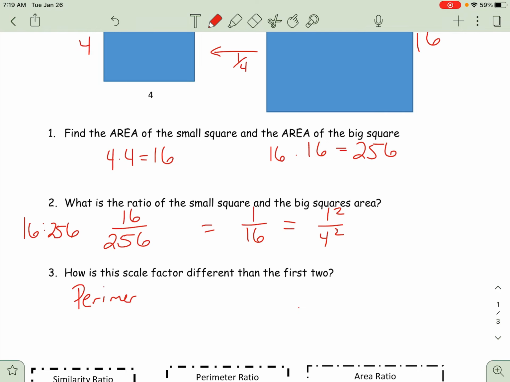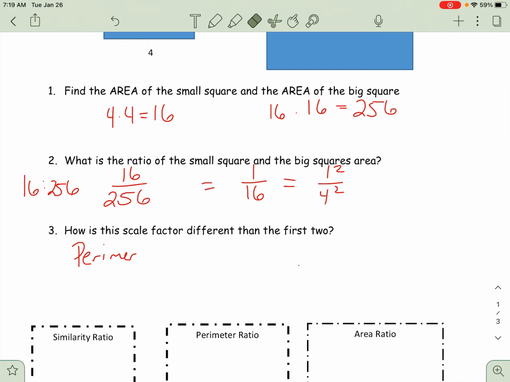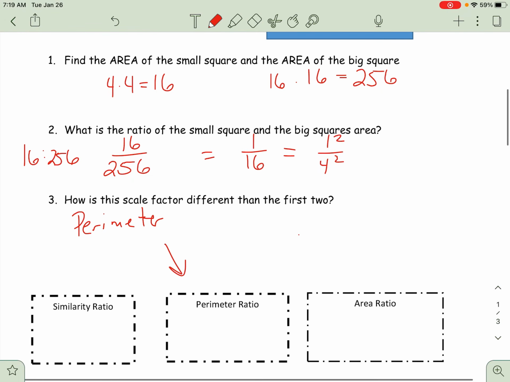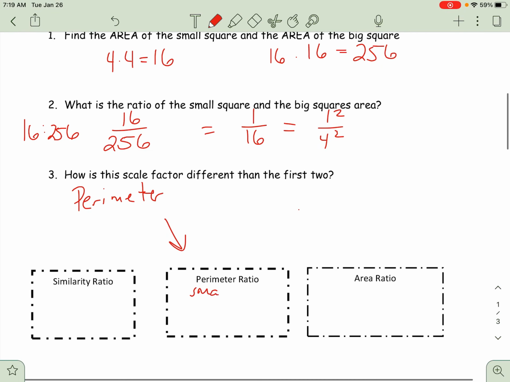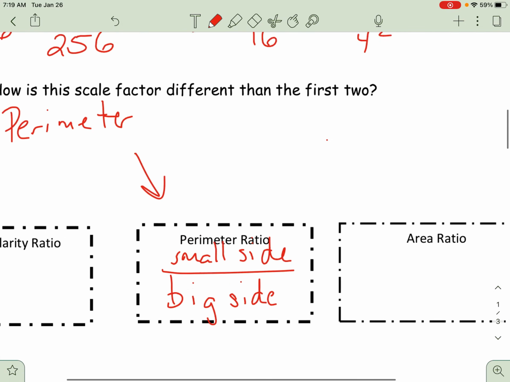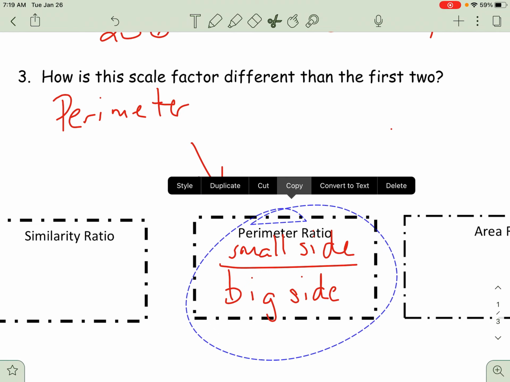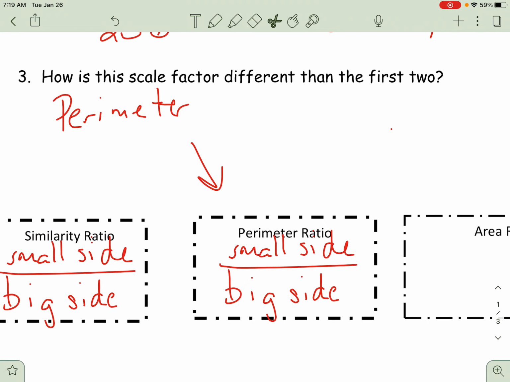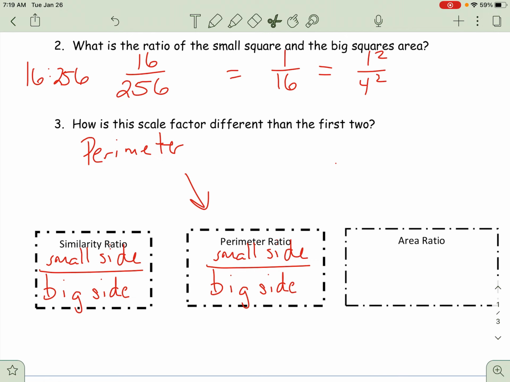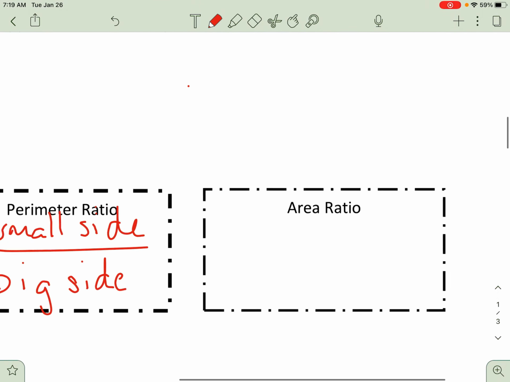So what you can see is how the scale factor is different from the first two: for the perimeter, the ratio is small side over the big side, which is the exact same as the similarity ratio. So once you find that small side over big side, the similarity ratio, you automatically know the perimeter, okay?